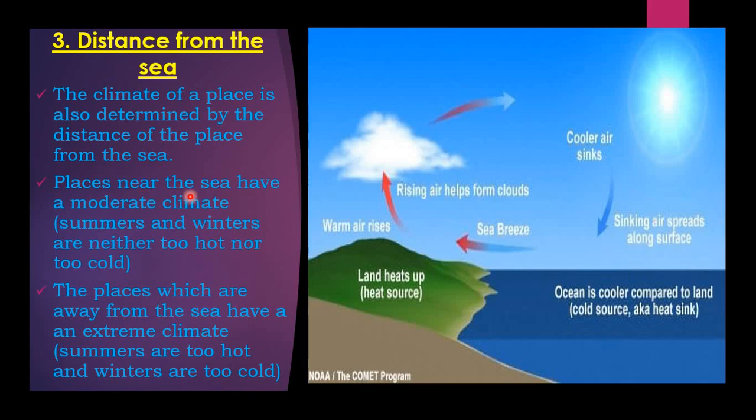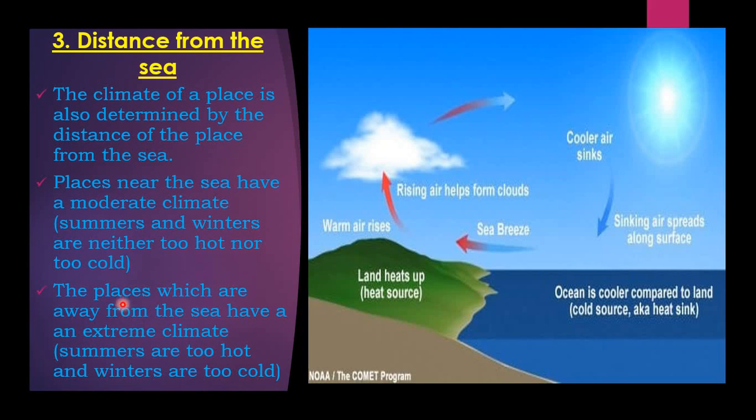The places near the sea have a moderate climate. Summers and winters are neither too hot nor too cold. The places which are away from the sea have an extreme climate. Summers are too hot and winters are too cold.